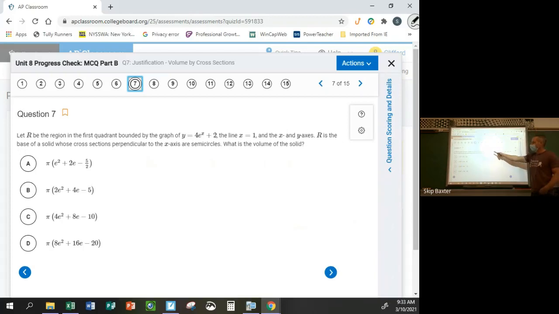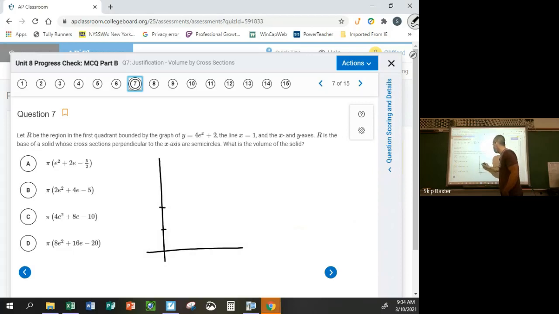So this is going to be 4e to the x plus 2. It's basically an exponential function up 2 units. Okay, so it's an exponential function, but it crosses through the x-axis at 3 rather than at 1. So it kind of looks like this. And then x equals 1 is just that line right there, right? So that's the base of the solid, right here.